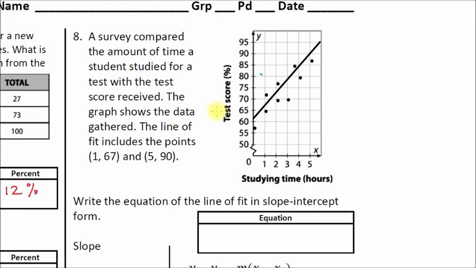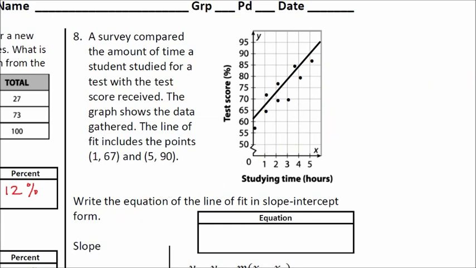Here we are at question number 8, almost the last question in our test review for stats probability. A survey compared the amount of time a student studied for a test with the test score received. The graph shows the data gathered. The line of fit includes the points (1, 67), so right about right here, and (5, 90), so it's right there. So they've already plotted the data for us, and they've already drawn the line of fit.